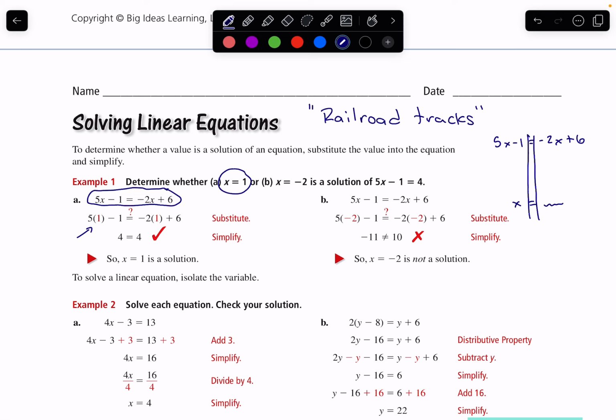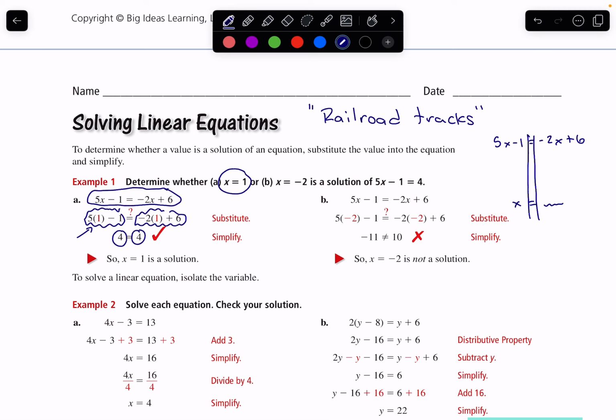So on the left, 5 times 1 is 5. 5 minus 1 is 4. On the right, negative 2 times 1 is negative 2. Negative 2 plus 6 is also 4. If you don't know how to do this arithmetic, you've got a calculator, and you learned last class how to put that into your calculator and solve.